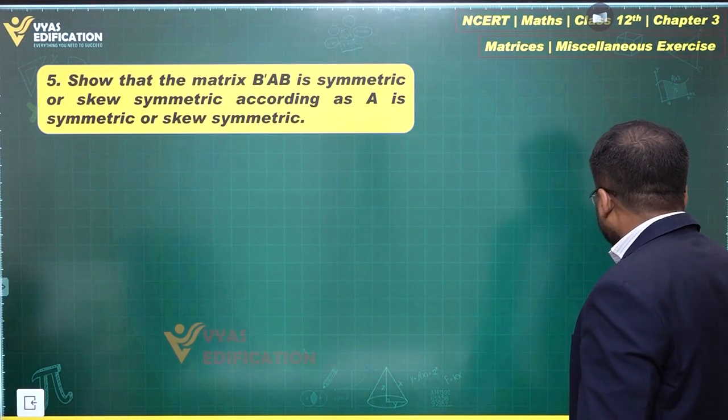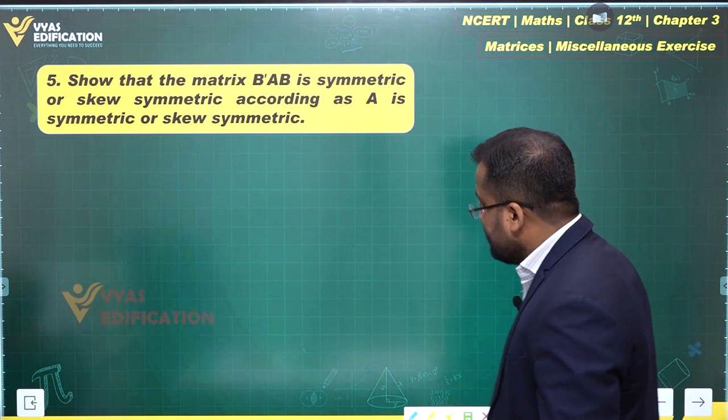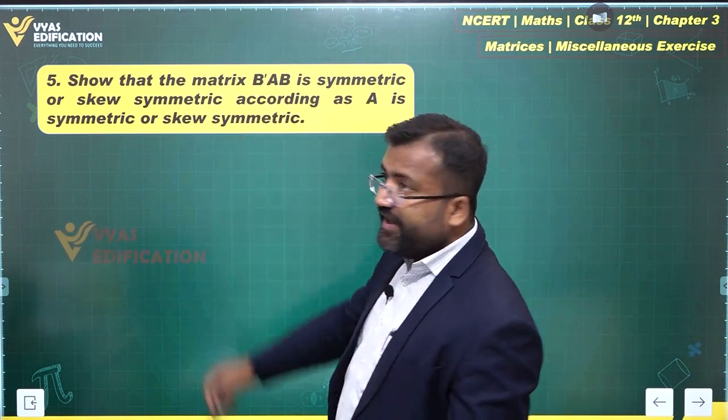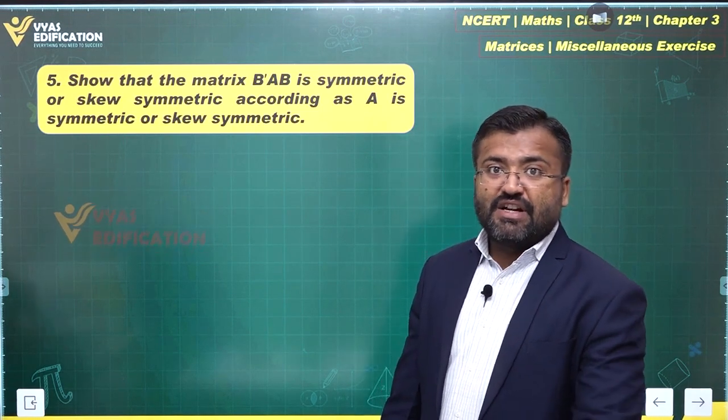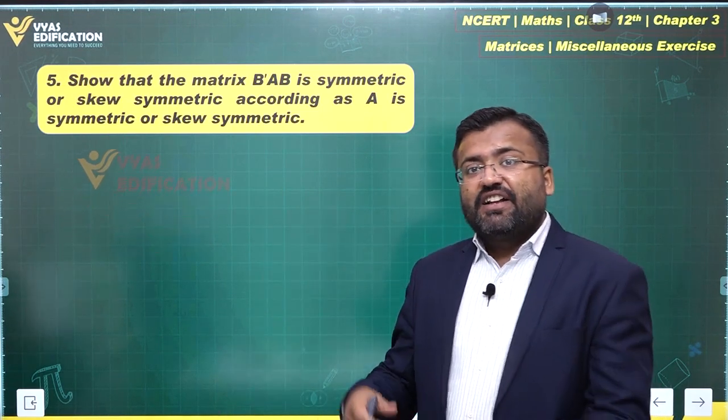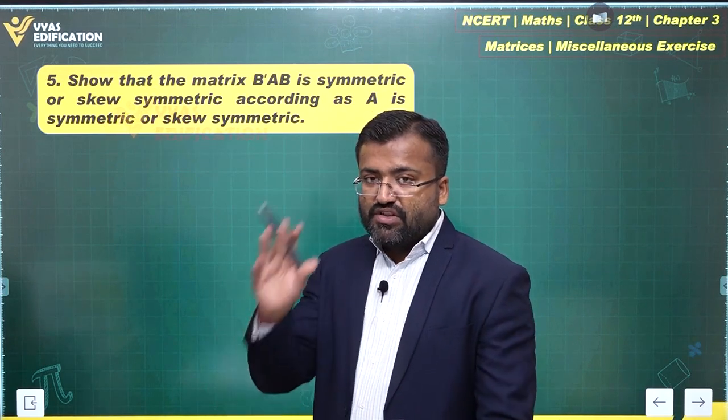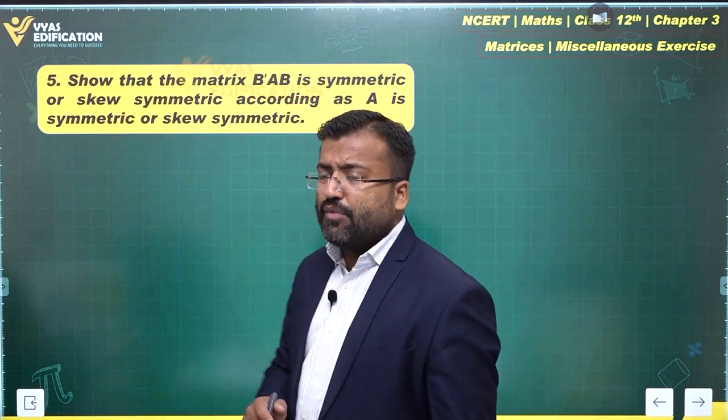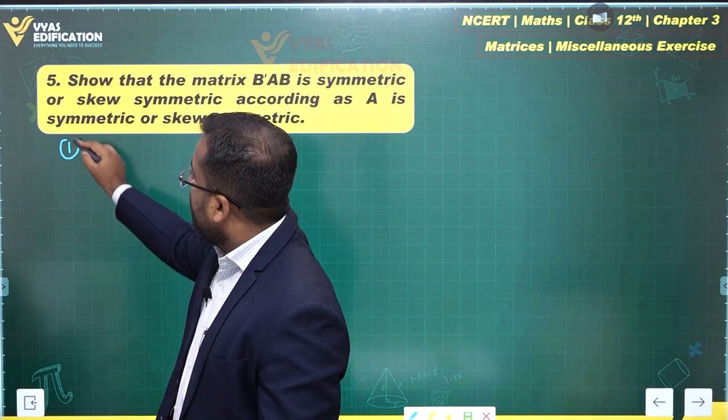One is that given A is symmetric, we have to prove that B transpose AB is symmetric. The second part says if A is skew symmetric, then B transpose AB will be skew symmetric. There are two parts of this question, so let's try to attempt both of them. The part 1, first of all, let's talk about that.